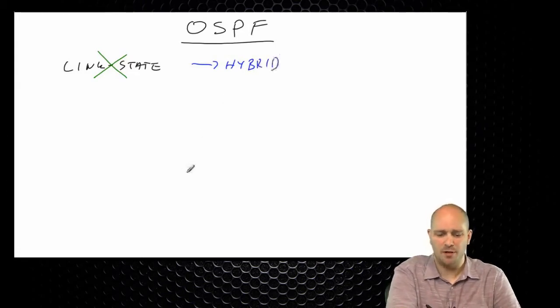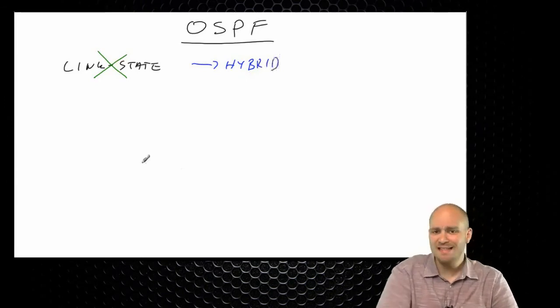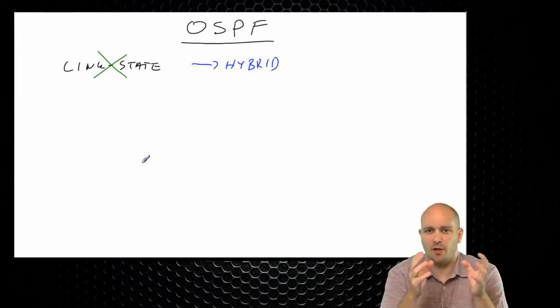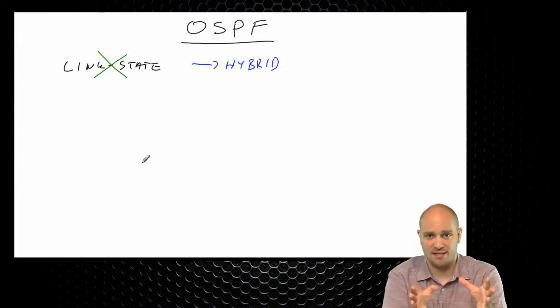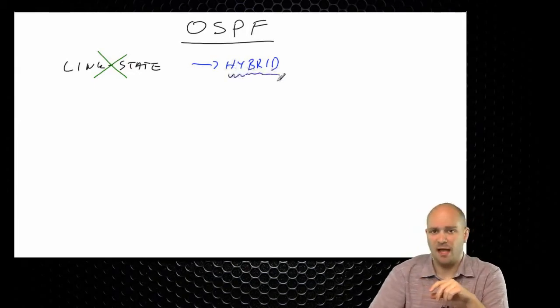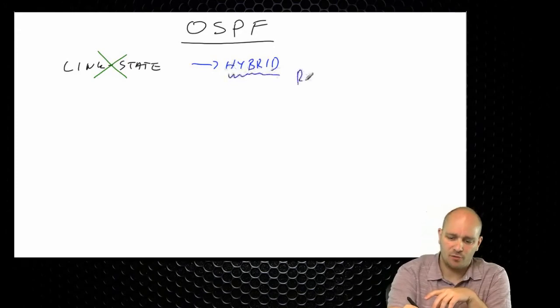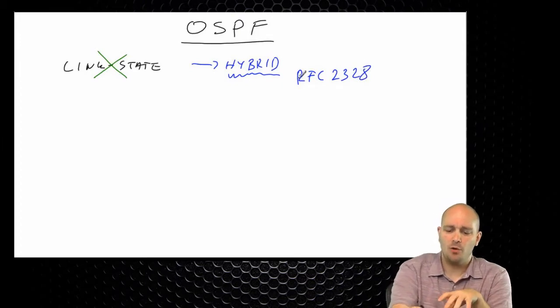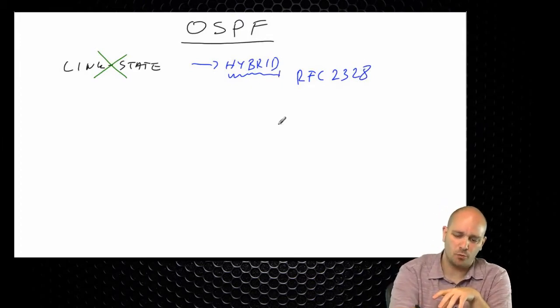Now, why hybrid? Because inside a single area, OSPF is indeed link state. But when we go into multi-area operations, as you will see, OSPF actually behaves in a very, very distance vector way. Hence, the hybrid thing. Now, if you read the RFC for OSPF, and the RFC is 2328, if my memory serves me well, you are of course not going to see the mention of the word hybrid.